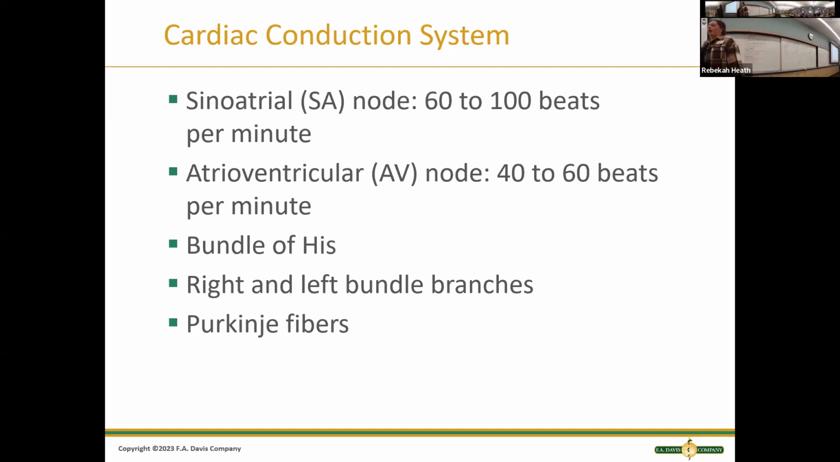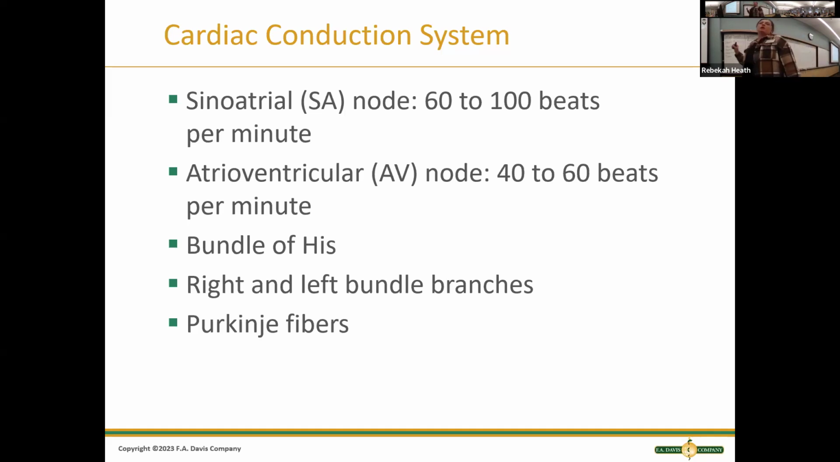Once it goes through the AV node, it goes through this bundle, then through the Purkinje fibers. We're not going to go through all of those.